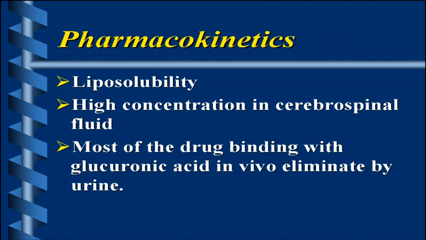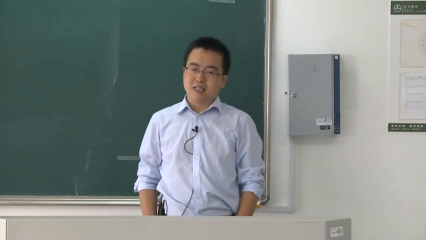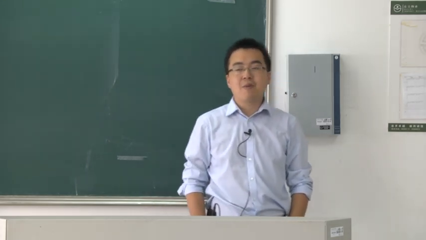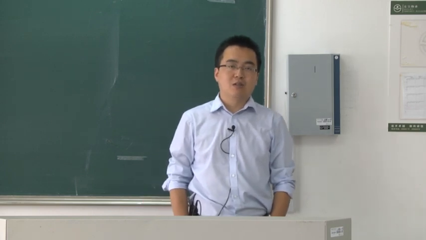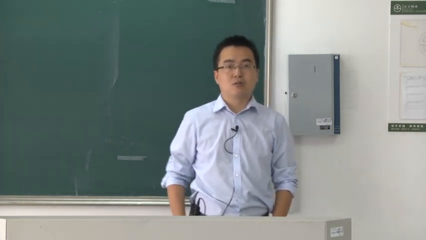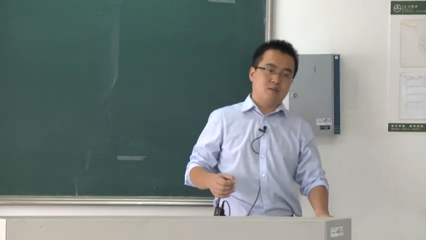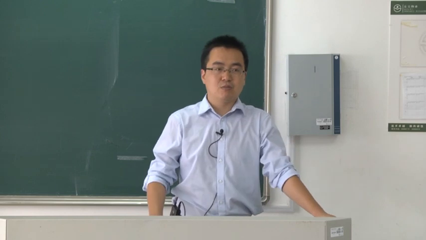The third, most of the drug is bound with glucuronic acid in vivo and eliminated by the urine. This is the excretion of chloramphenicol. It is almost eliminated by the kidney. So if patients have impaired renal function, these patients cannot use chloramphenicol. It will cause severe damage to the kidney.